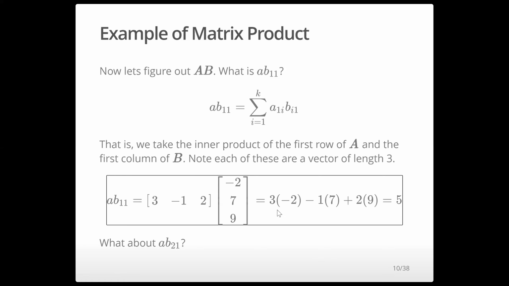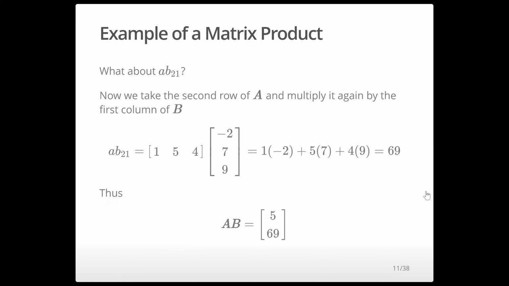What about AB21? We basically do the same thing. We take the second row of A, and again the first column, the only column, of B. We get their inner product, and that gives us 69. That gives us this 2 by 1 matrix with elements 5 and 69.